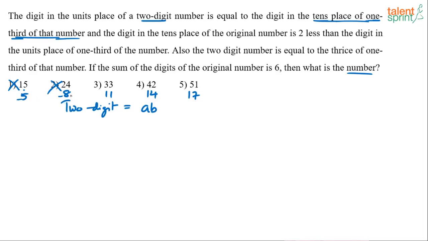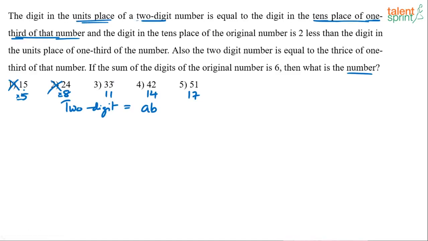5 is a single-digit number. 8 is also a single-digit number. There is no tens place here. There is no tens place. Hence, the first two options are eliminated straight. Yes or no? Because the digit in the units place of the two-digit number is equal to the digit in the tens place of one-third of that number. So, let's look at the remaining options.